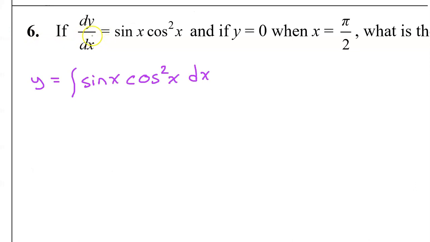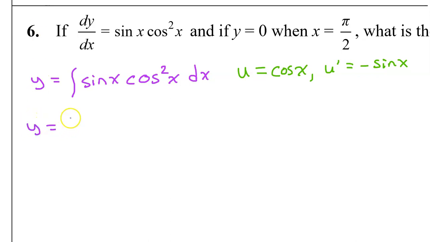So let's integrate both sides of this equation with respect to x. The integral of dy/dx is just y. Now, what about the integral of sine x cosine squared x? I feel some u-substitution coming on. The u value is usually something that's inside of another function. So I see that cosine is being squared, so let's try letting u equal cosine x. In that case, u prime will equal negative sine x. So let's go ahead and do that substitution.